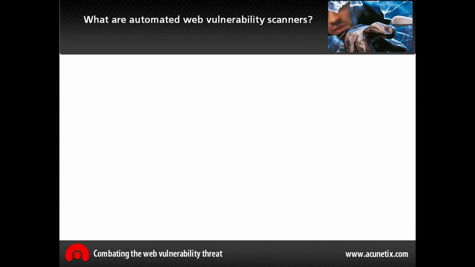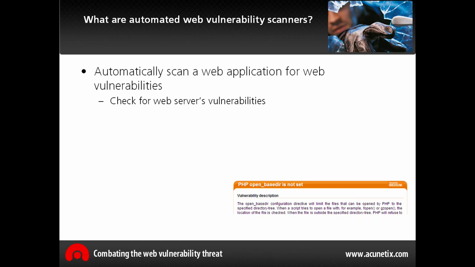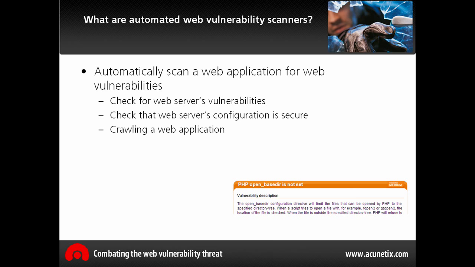Acunetix WVS is an automated web vulnerability scanner. The scope of such application is to automatically scan your website and detect web vulnerabilities. First, it will launch a number of security checks against the web server software. It will check if there are any known software vulnerabilities and will also check that the web server's configuration is secure. After, it will automatically crawl the web application and keep record of all inputs and parameters present on the website. While crawling, it will also gather extensive details about each and every crawled file.